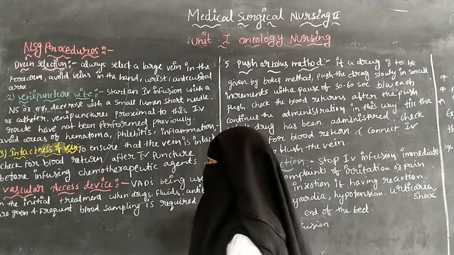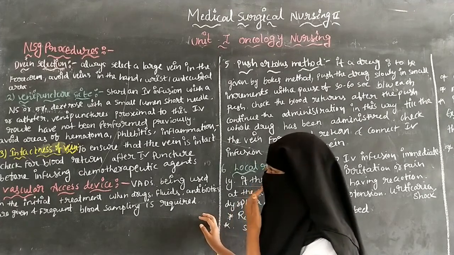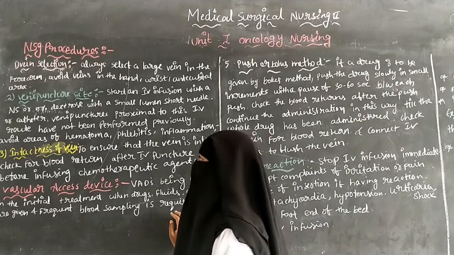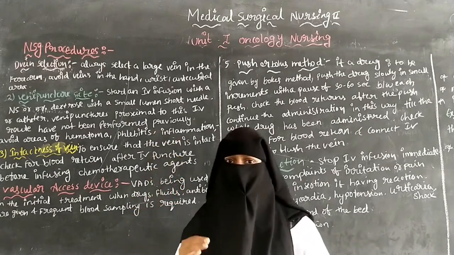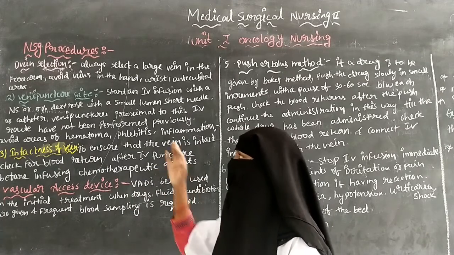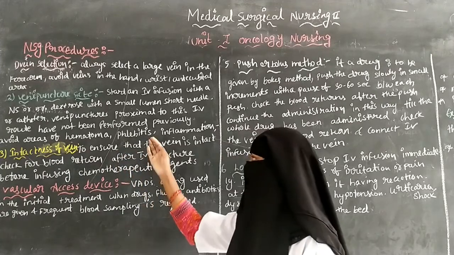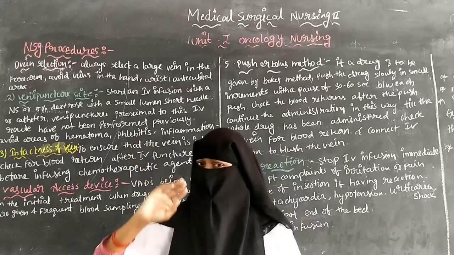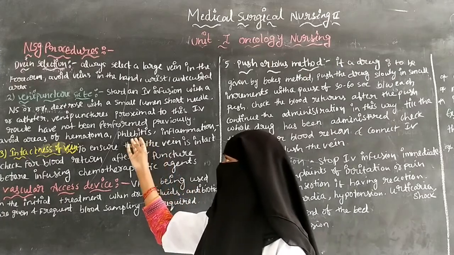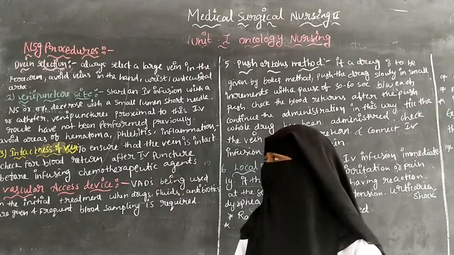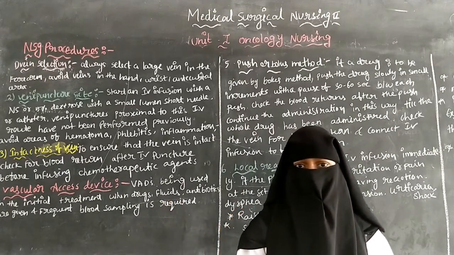And avoid areas of hematoma. Hematoma means there is bleeding. If bleeding is present at the area, we should not do the venipuncture. And phlebitis means inflammation of the vein. If phlebitis is present, we should not do the venipuncture, and we should remove the needle immediately. Because of this inflammation, the patient may have pain.